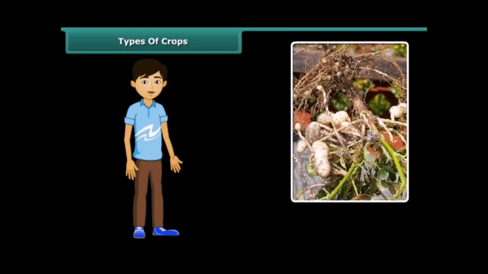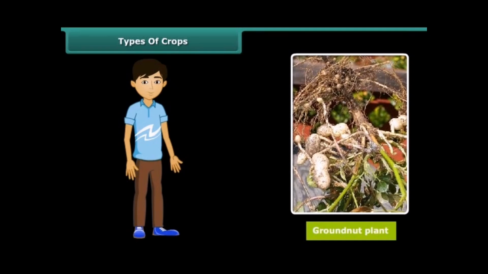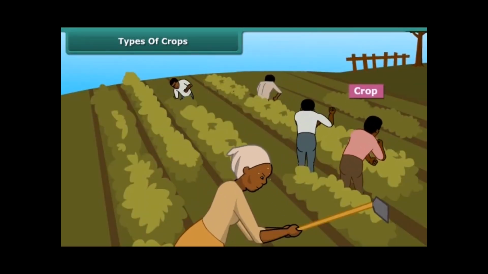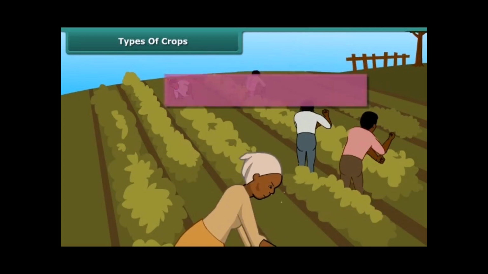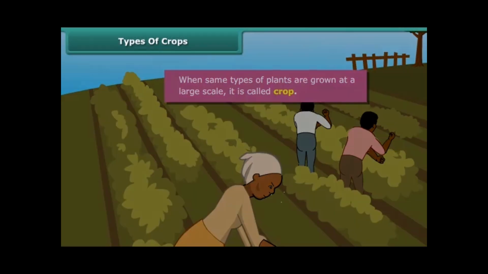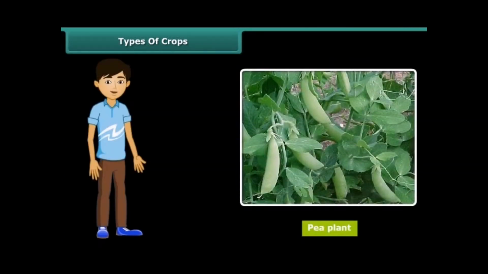Friends, have you ever looked at a groundnut plant? Can we call it a crop? No, we cannot. Do you know that when the same types of plants are grown on a large scale, it is called a crop? If you wish to grow a pea plant in the hot season, you can't do it. Do you know the reason behind it?